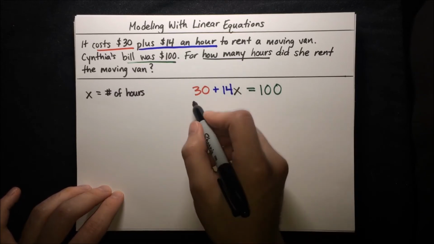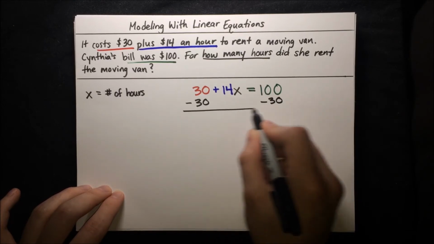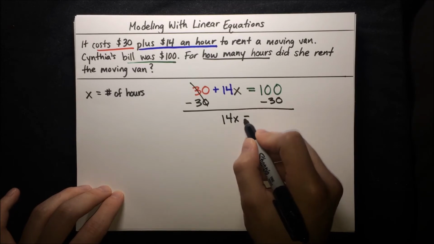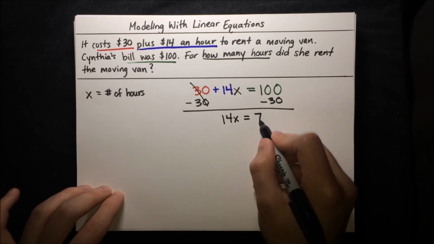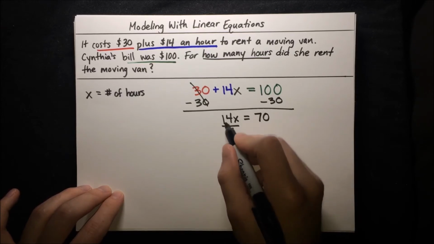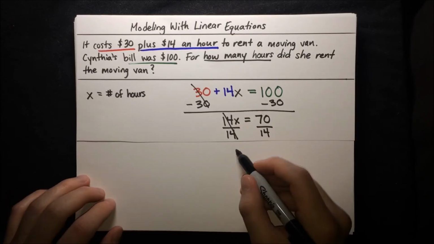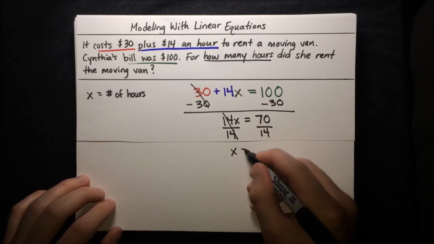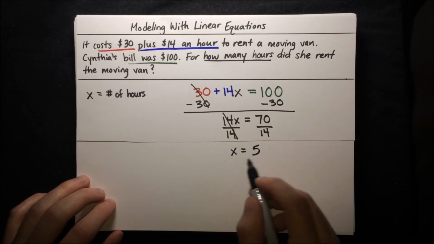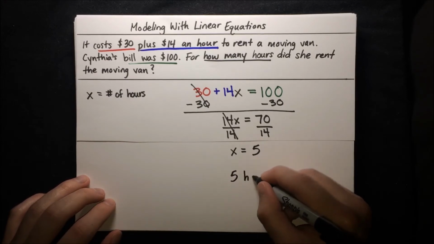So let's go ahead and do that. Let's subtract 30 from both sides. That'll get just the 14x alone on this side. So we get 14x is equal to 100 minus 30, that's 70. Now we can just divide by 14 to get the x alone. Do that to both sides. That cancels out the 14 on the x, so we just have x is equal to 70 divided by 14, which is 5. So x equals 5, and that means she rented the moving van for 5 hours.